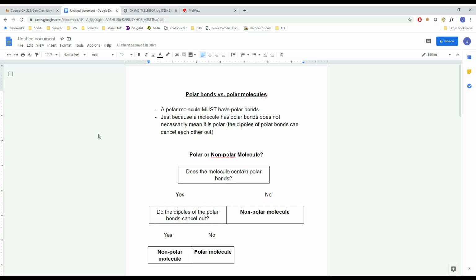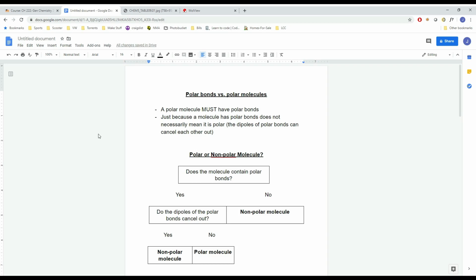Okay, so we're going to do one more screen capture video here because I'm going to really lean on the 3D structure of molecules for this part as well. So we're going to talk about polar molecules, polarity of molecules. So you've got two situations. You've got polar molecules and non-polar molecules.